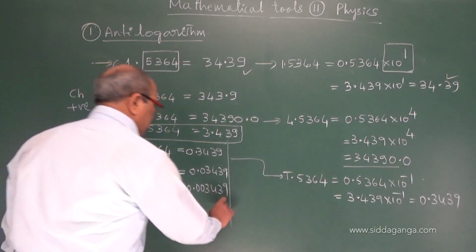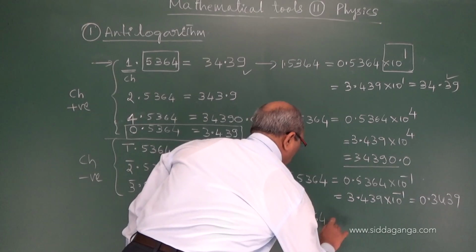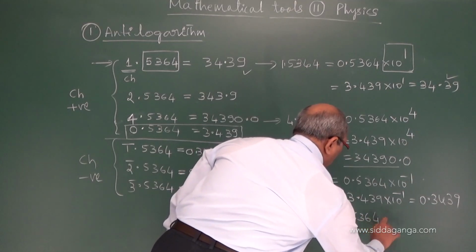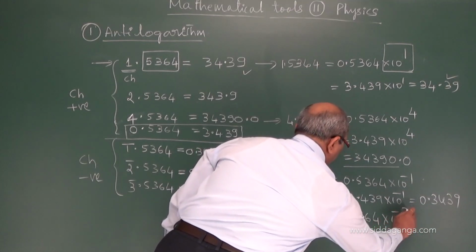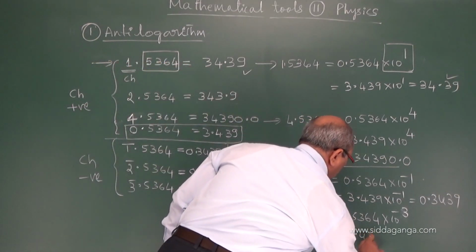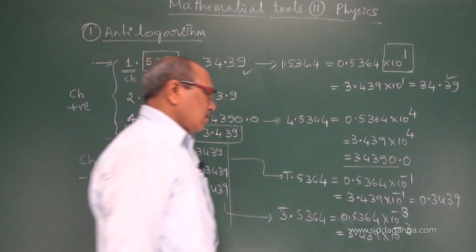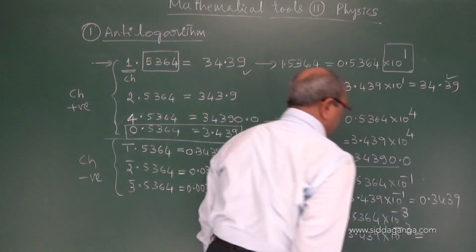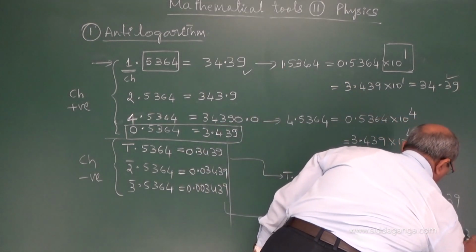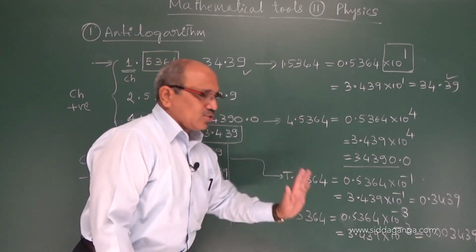And let us see this bar case. 3.5364 can be written as 0.5364 into 10 power minus 3. This bar 3, so this may be written as 3.439 into 10 power minus 3. And see the answer here again. If I shift 3 digits, 2 zeros I have to place before 3439. Fine, I hope you understood this technique also.